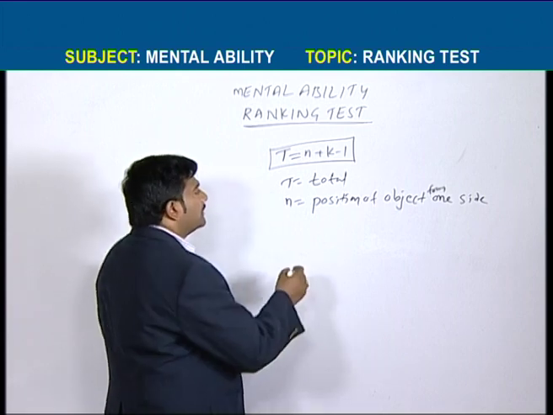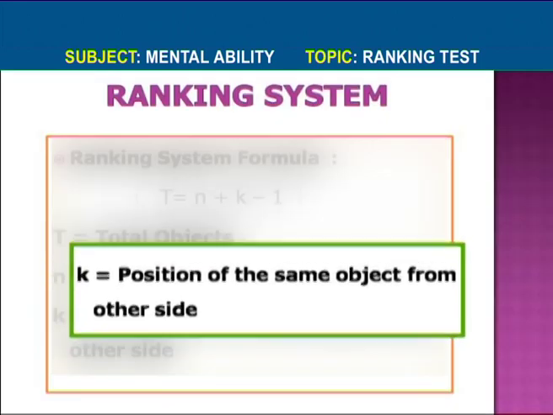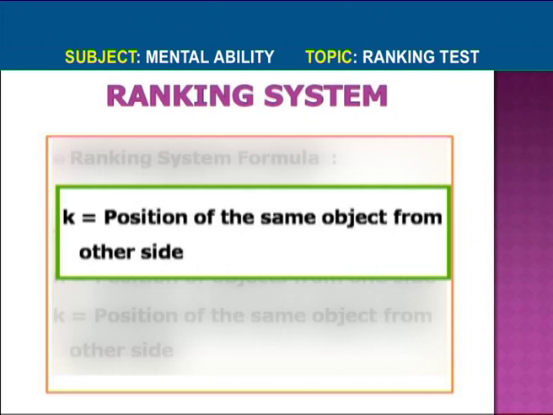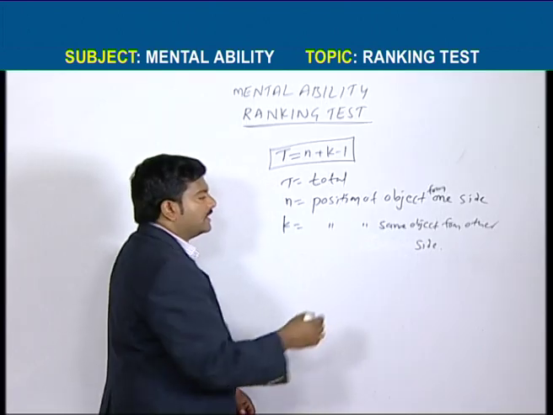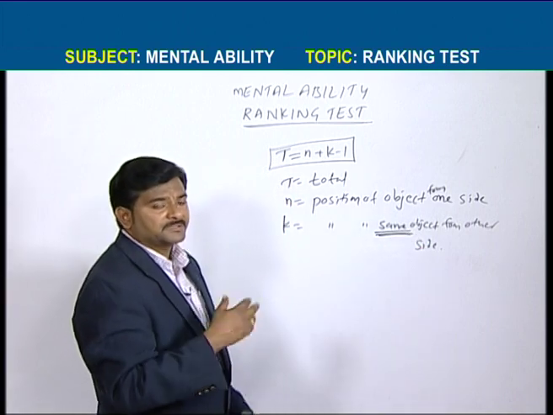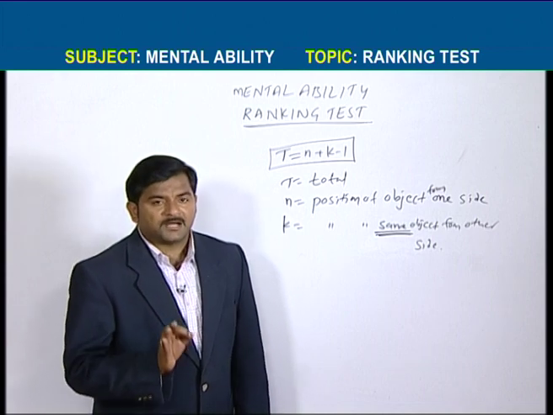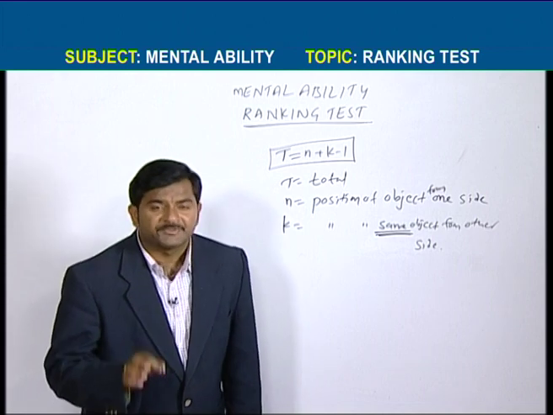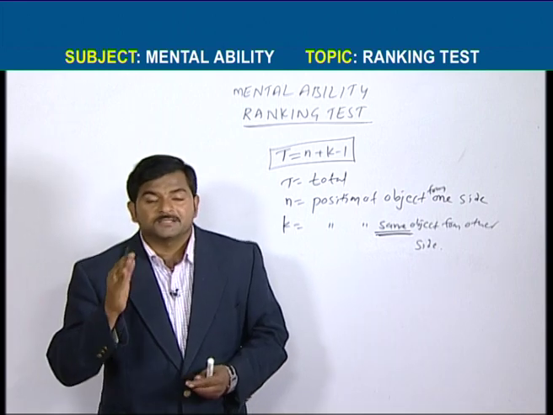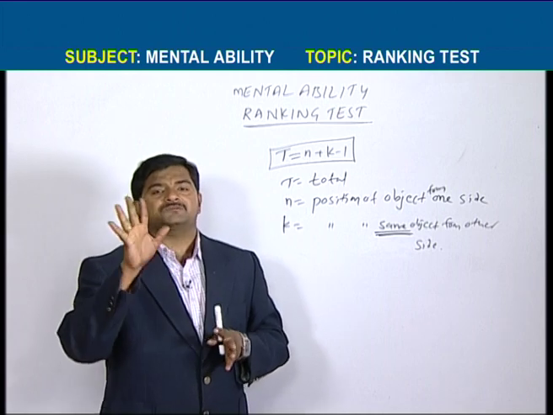K means the position of the same object from the other side. Here the same object is mandatory. If you are given some other object from the right side, we cannot use that formula. That formula can be used only when the position of the same object is given from either side, then only can we use that formula.